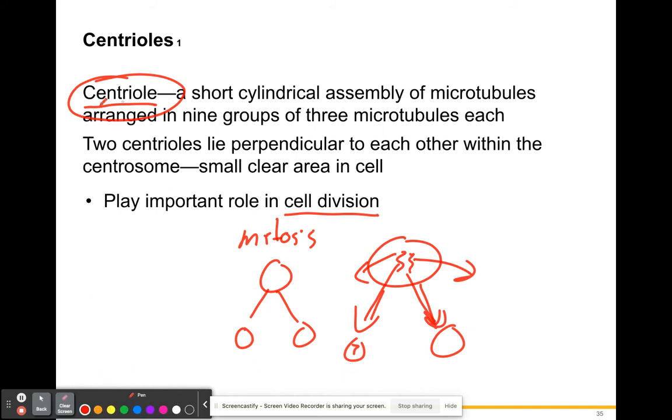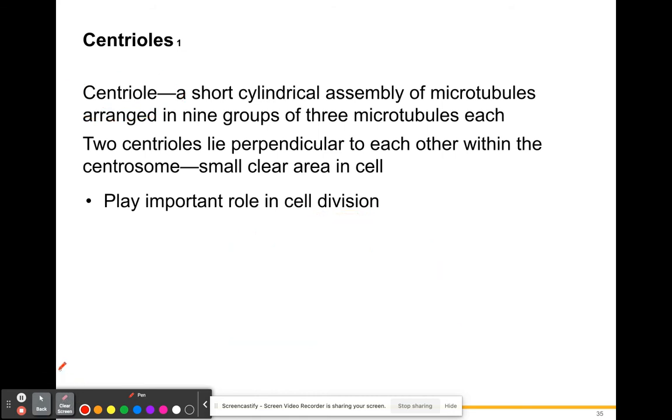So the centrioles are going to be the things that pull the DNA, or pull the chromosomes, apart from one another during cell division. And they only show up during cell division. And cell division is like 5% of the whole life cycle of a cell, okay, 5 to 10%. So we only see centrioles during that time period.